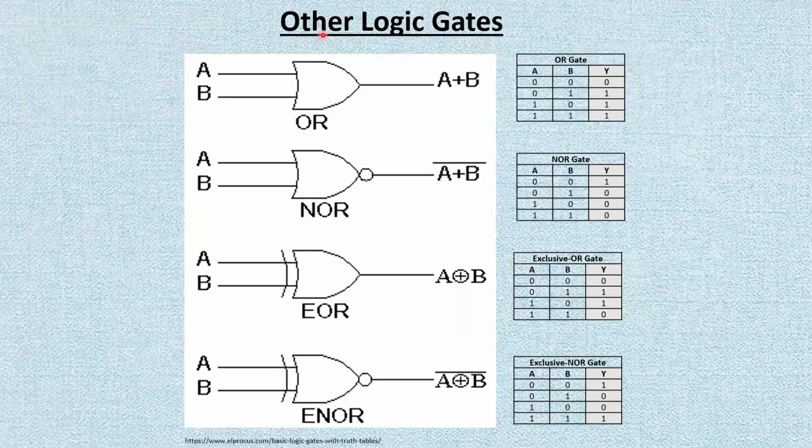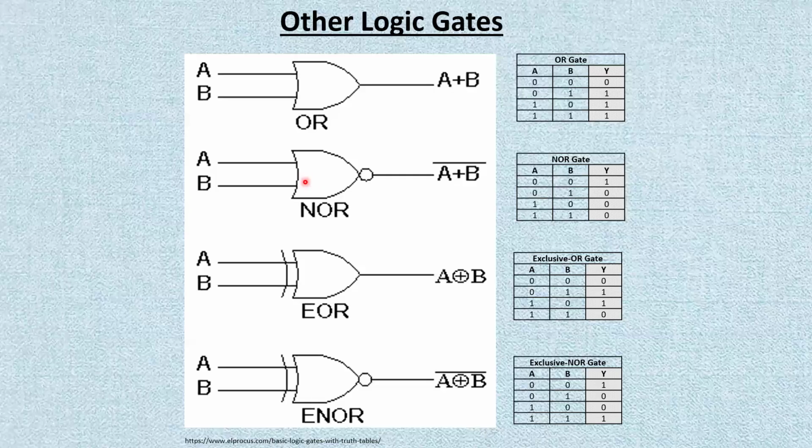Other logic gates: we have the OR gate. In the OR gate truth table, it's either one or both. If there is a 1 on either input, there's going to be a 1 on the output, and the Boolean expression is A or B. See that plus sign? We read that in Boolean algebra as OR. So A or B is the expression on the output.